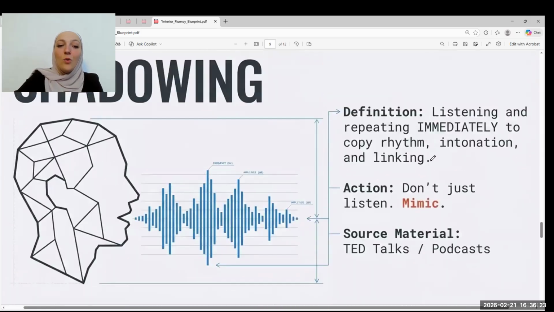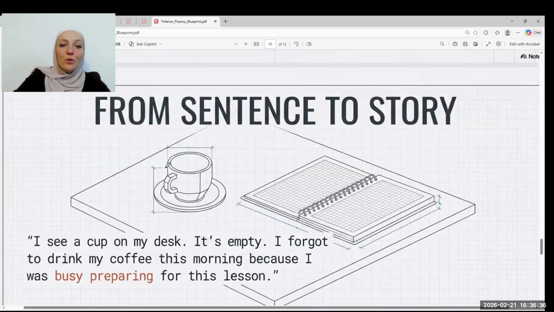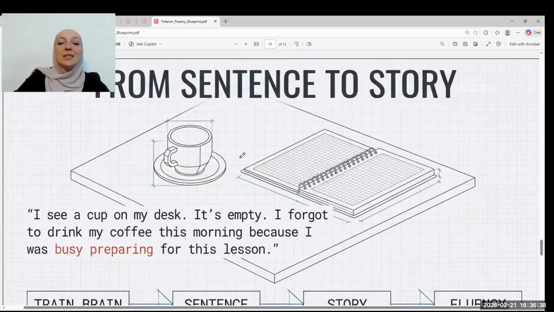All right. One more time, shadowing, you can see that it is really an important thing to do. It's a really important technique to follow whenever you want to start speaking English fluently. So from sentence to story, from one word we've built a sentence. Right now we are about to make a story.